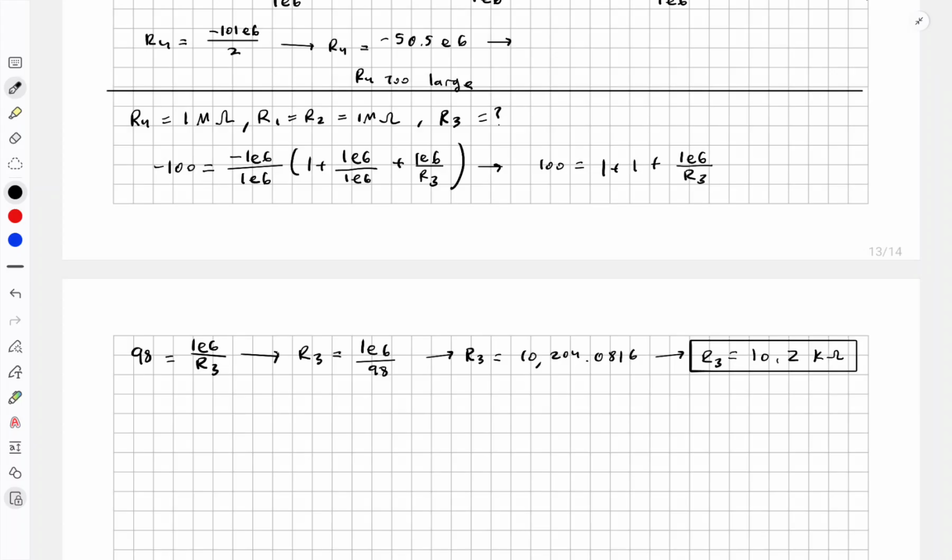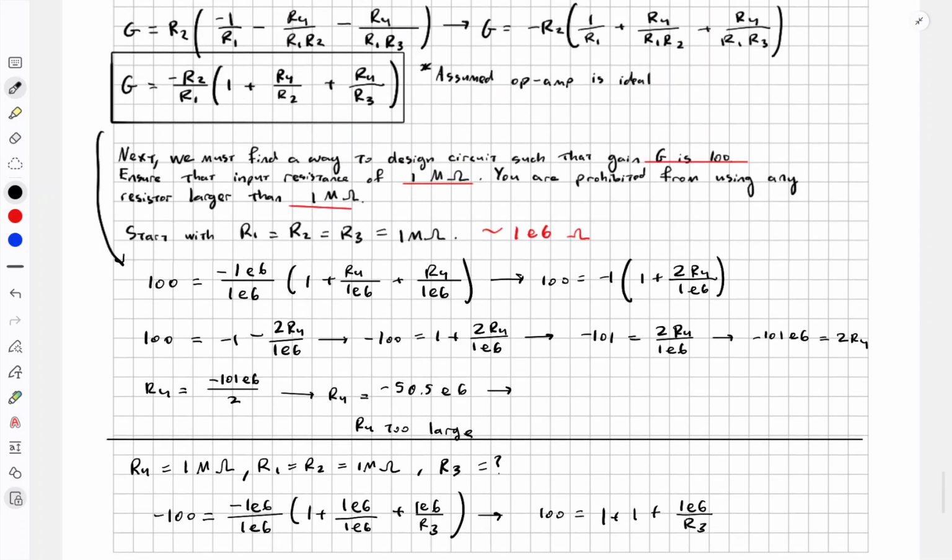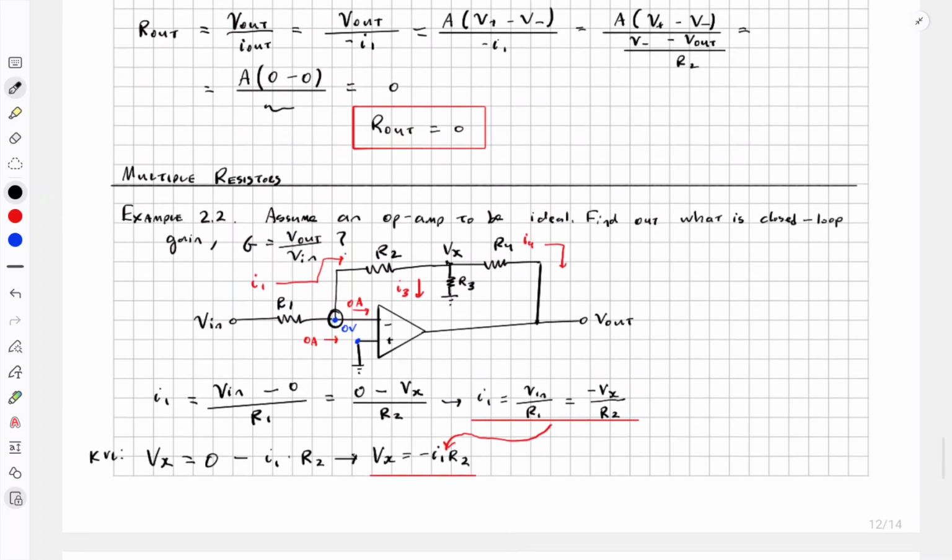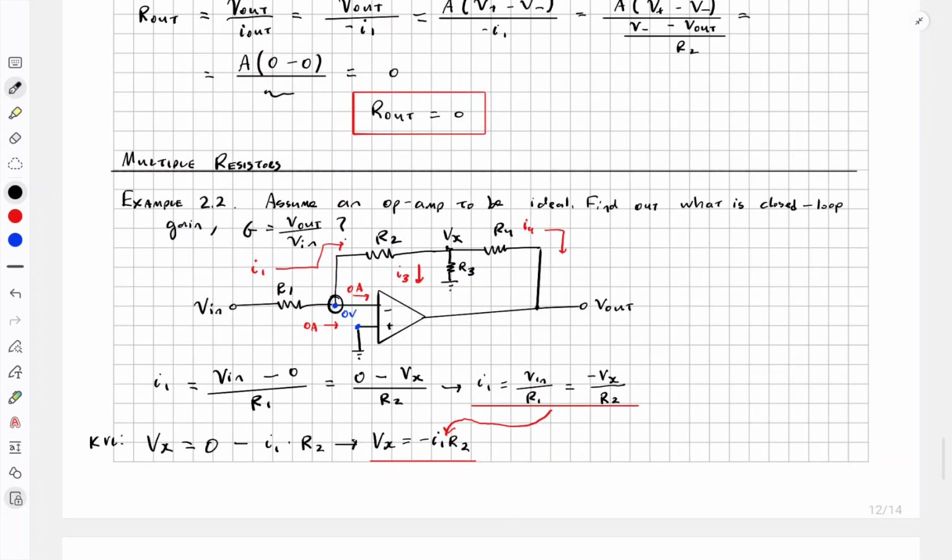So let's think about what we have done here. Why did we go through all this bother to figure out these things? Let's pay attention to this R2 here. So now we have the values. R1 is 1 mega ohm, R2 is 1 mega ohm, R3 is 10 kilo ohms, and R4 is 1 mega ohm.